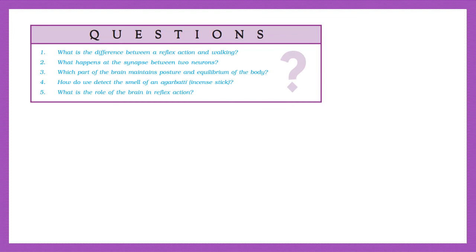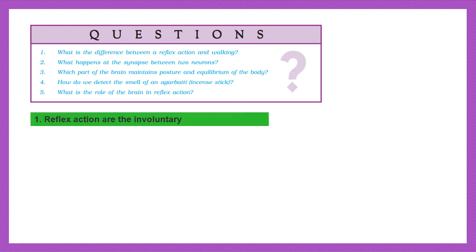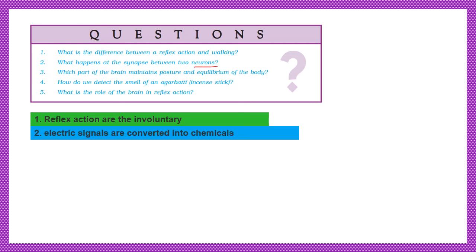Here are some questions from your book. Let me read the questions. What is the difference between a reflex action and walking? I think after attending this session you know it very well and you can answer this. Reflex actions are involuntary, walking is not. The second question is, what happens at the synapse between two neurons? This also you know: between two neurons at the synapse, electric signals are converted into chemicals.